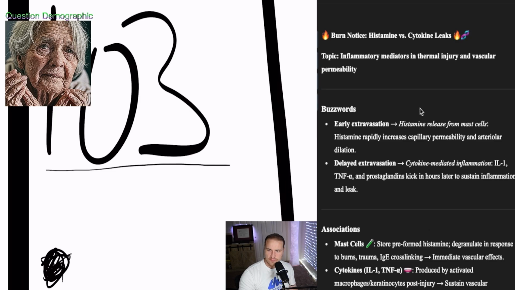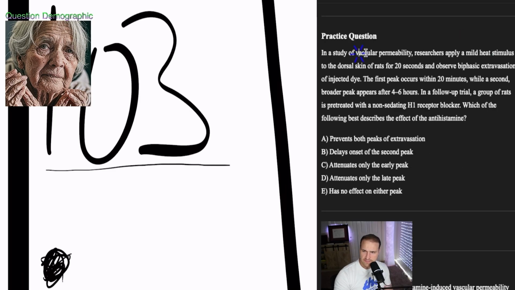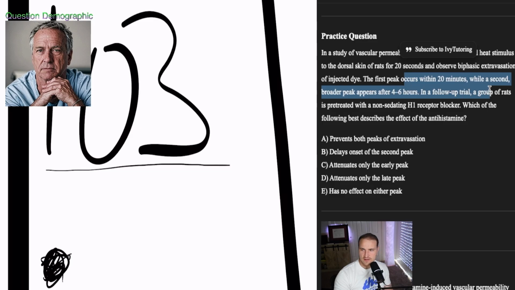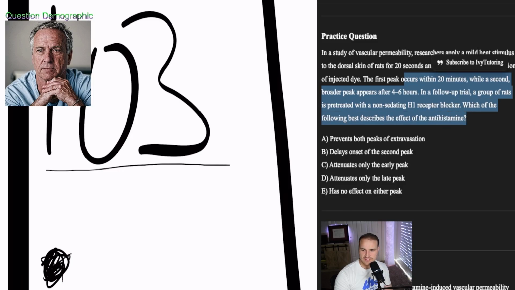Okay, next we are on 103. Here in a study of vascular permeability, researchers apply a mild heat stimulus on the dorsal skin of rats for 20 seconds and observe biphasic extravasation of the injected dye. First peak occurs in 20 minutes. Second, broader peak after 4 to 6 hours. Follow-up trial group of rats is pre-treated with non-sedating H1 blocker. Which of the following best describes the effect of the antihistamine?